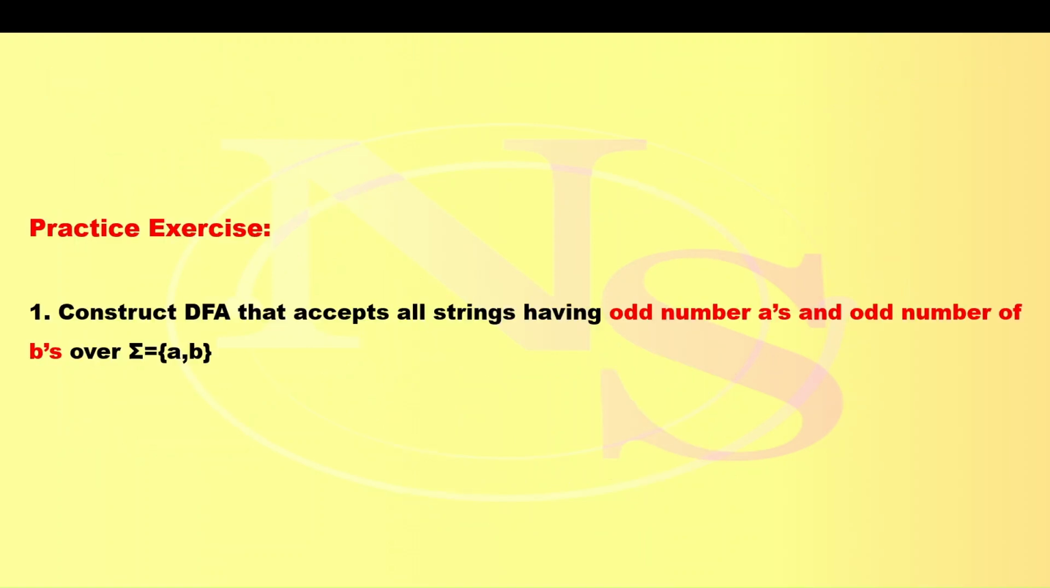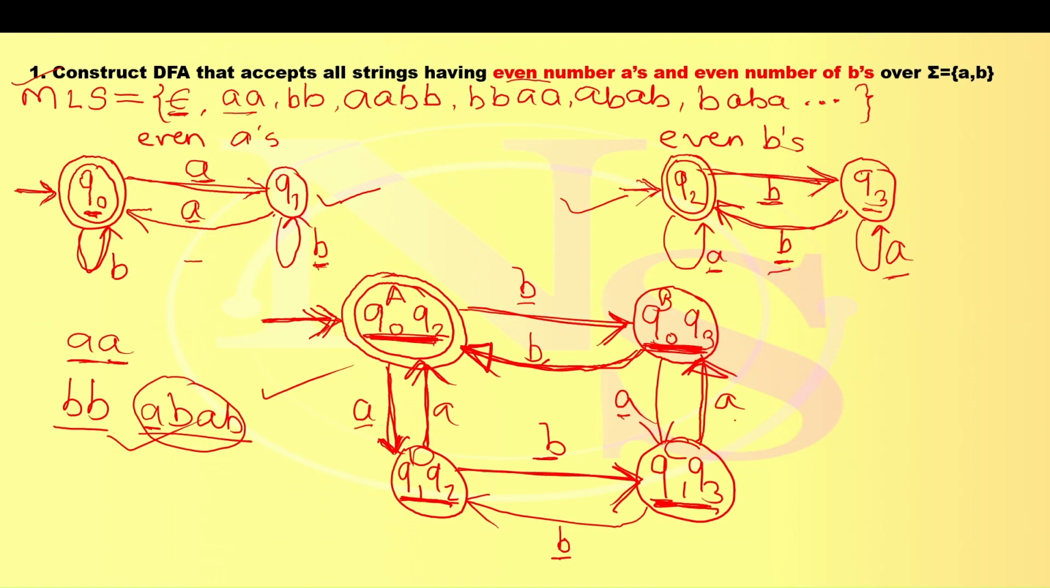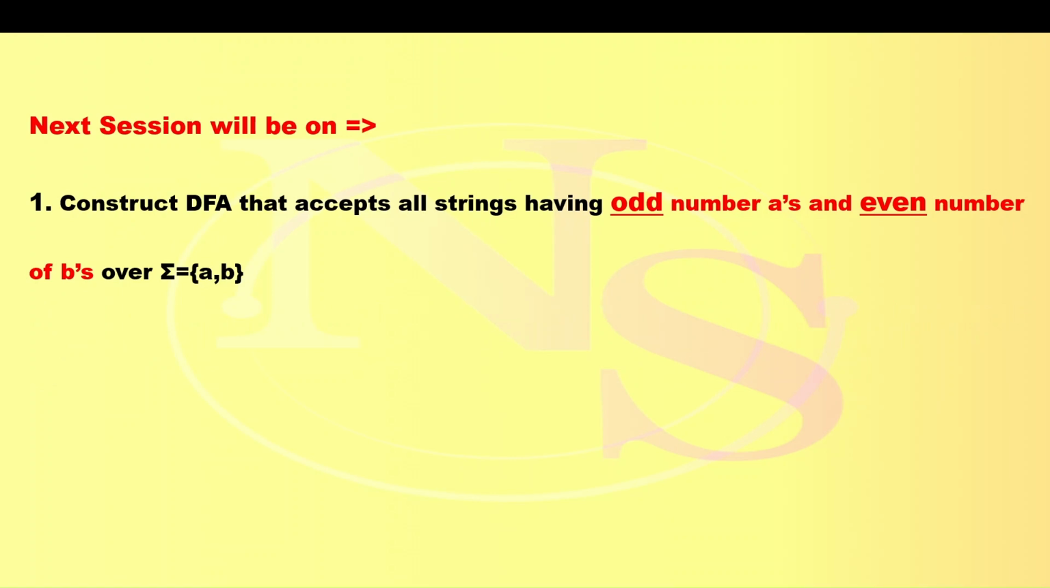You can practice similar kind of example like odd number of A's and odd number of B's. You can design one subproblem for odd number of A's and another one for odd number of B's, and you can combine it, merge it the way I explained in this example. In the next session we will learn how we can design DFA for odd number of A's and even number of B's. It will be one of the practice sessions, same as what we explained just now.